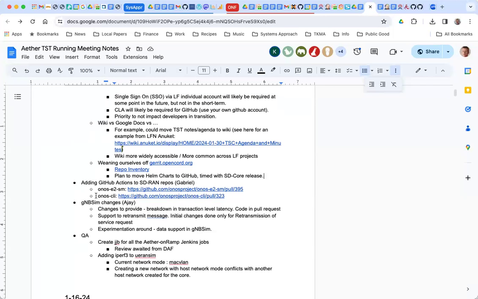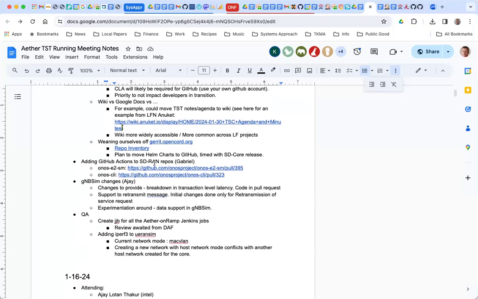Okay. Speaking of GitHub Actions, Gabriel has a bullet on SD-RAN.